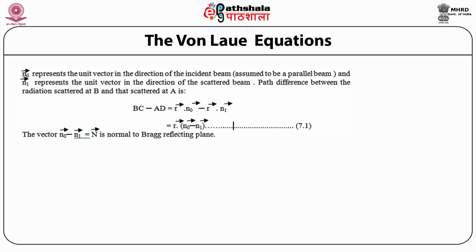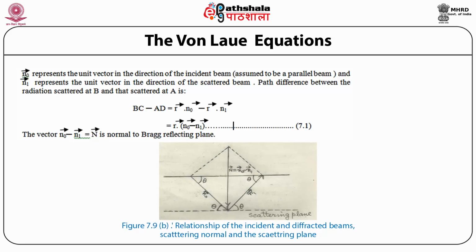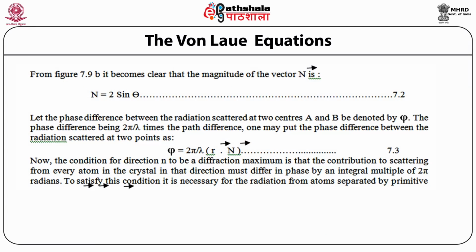The vector N0 minus N1, equal to capital N, is normal to the Bragg reflecting plane. Figure 7.9b shows the relationship of the incident and diffracted beams, the scattering normal and the scattering plane. From figure 7.9b, it becomes clear that the magnitude of the vector capital N is twice sine theta. We shall call it equation number 7.2.